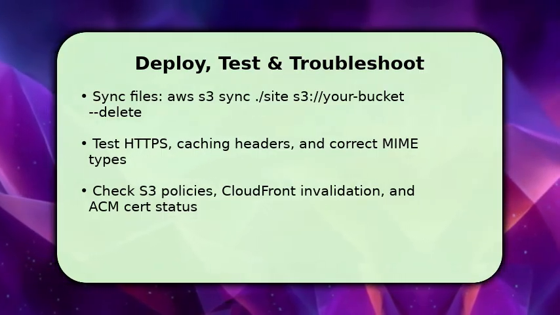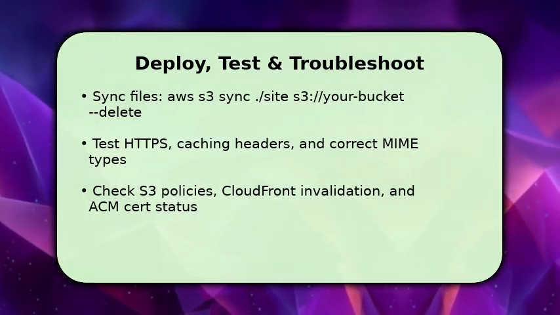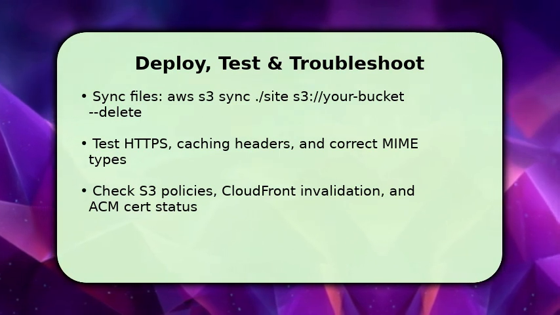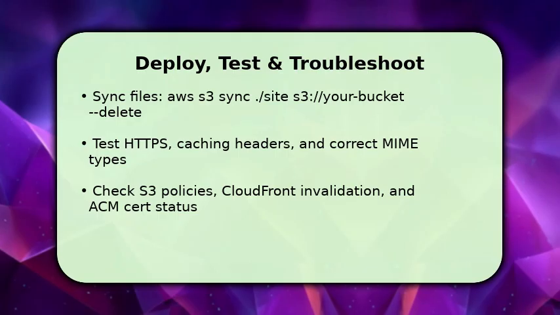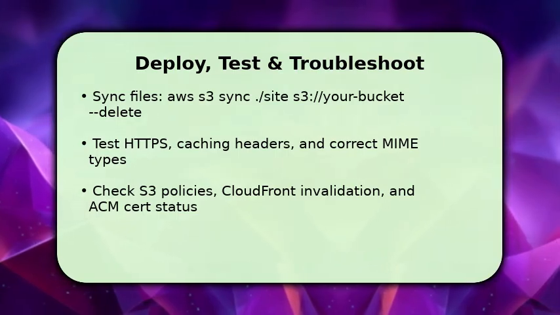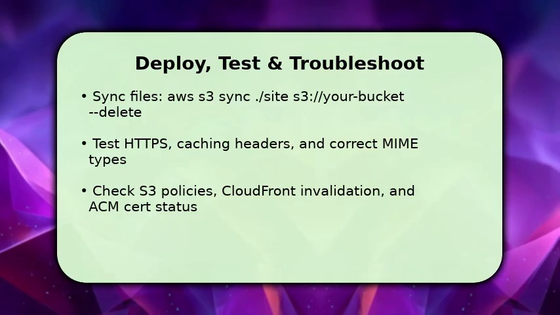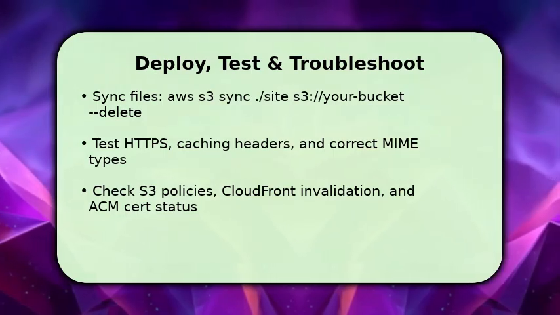If things go wrong, check one key area: S3 bucket policy or object ACLs blocking public reads, or an ACM certificate not issued. Correcting those usually resolves 90% of access and TLS problems.